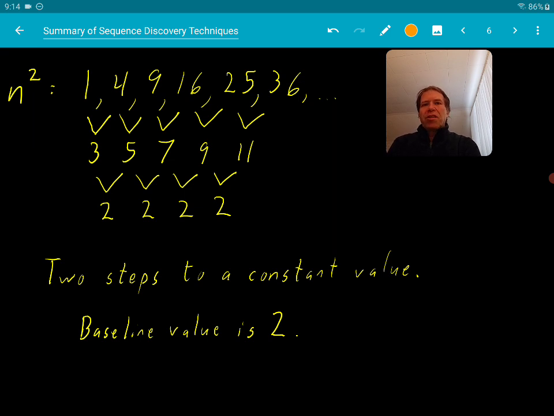And now our baseline value is 2. So if we are doing constant differences and we think it's an n squared sequence and we come down to a constant value of 2, the coefficient is actually 1. Whereas if we had an n squared sequence and we came down to a constant value of 10, we would think the coefficient is going to be 5. And again, we will see that in action later with our real sequence.